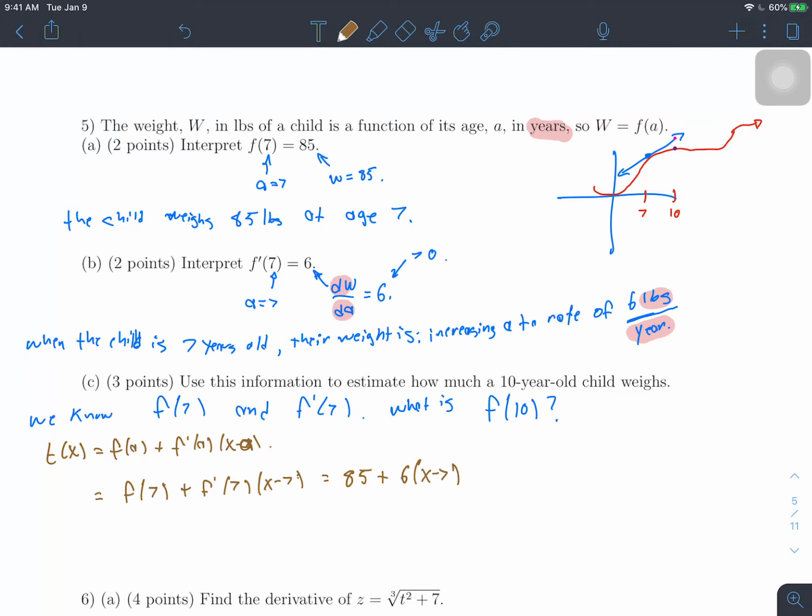Well, f of 10 is going to be approximately equal to T of 10, which is going to be exactly equal to 85 plus 6 times 10 minus 7. It's going to be 85 plus 6 times 3, which is 18, which is like 103.